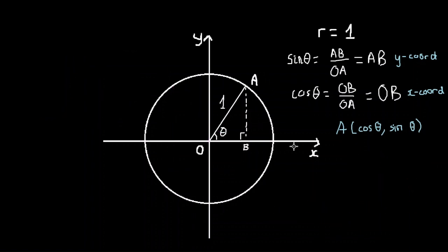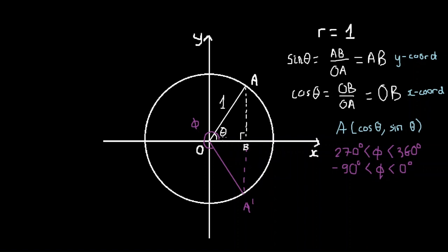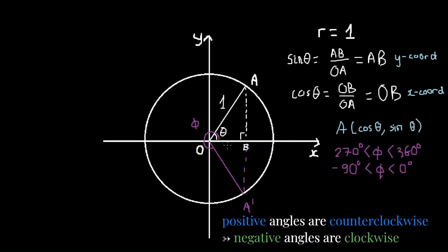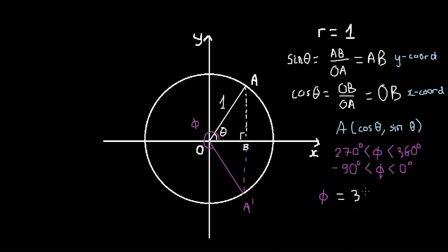This time, let's reflect OA on the x-axis. And this will be our angle phi. Phi is now between 270 degrees and 360 degrees. Or you can also say that phi is between minus 90 degrees and 0, because we are taking positive angles to be in the counterclockwise direction, and negative angles are just in the clockwise direction. This time, phi is equal to 360 degrees minus theta.